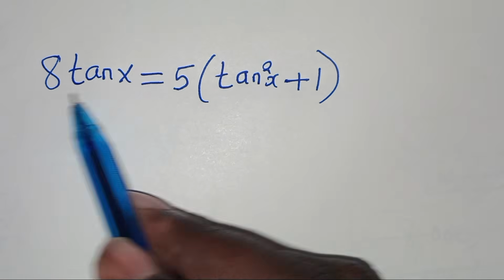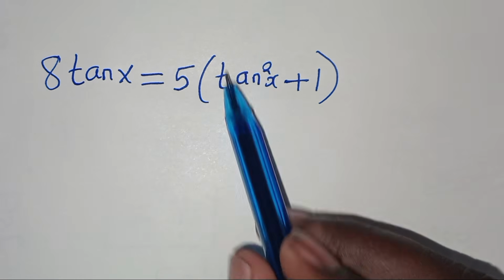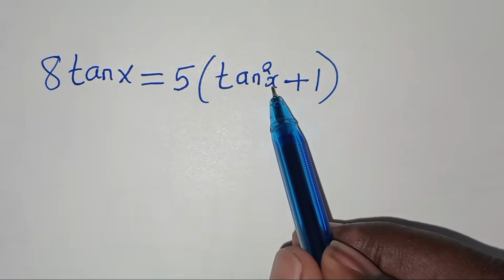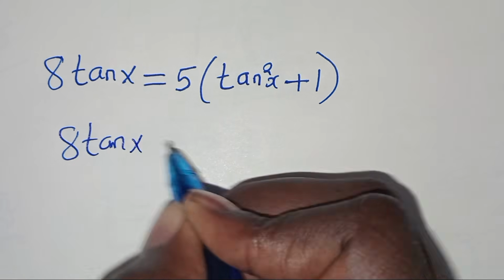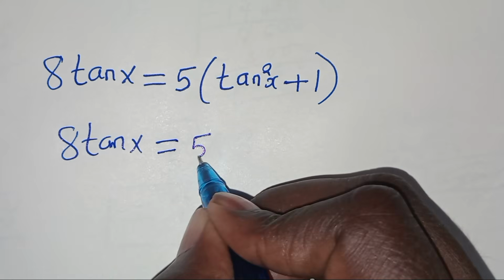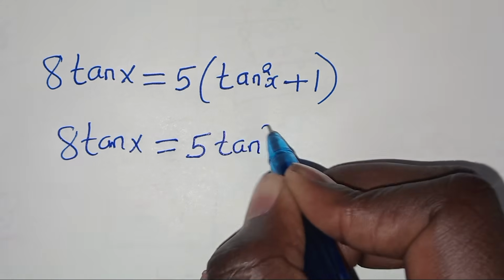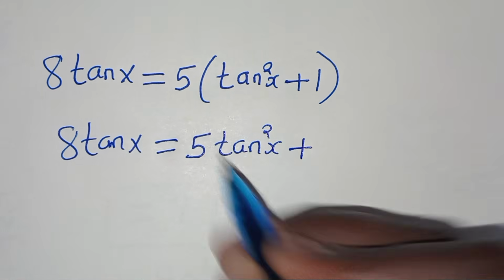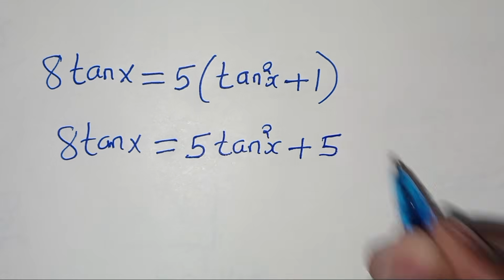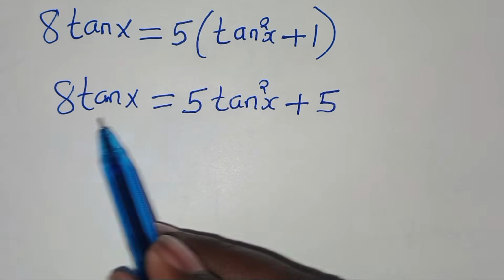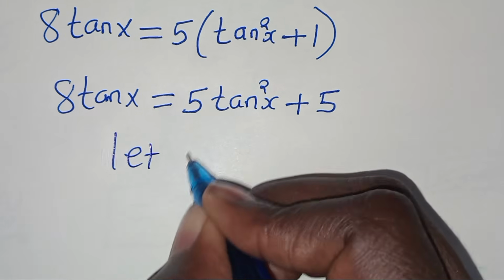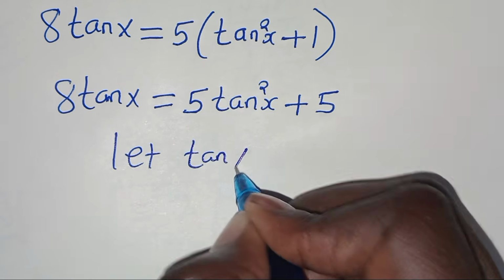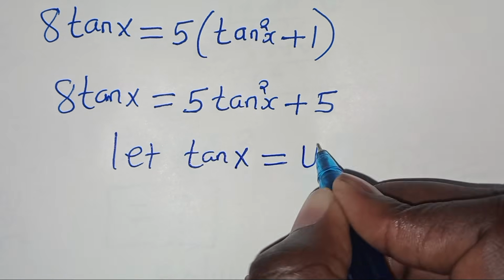So we have 8 tan x equal to 5 into the parentheses tan squared x plus 1. So this is 8 tan x equal to 5 tan squared x, then plus 5 times 1, this is 5. So we have tan x here and tan squared x, so we can let tan x be equal to u.